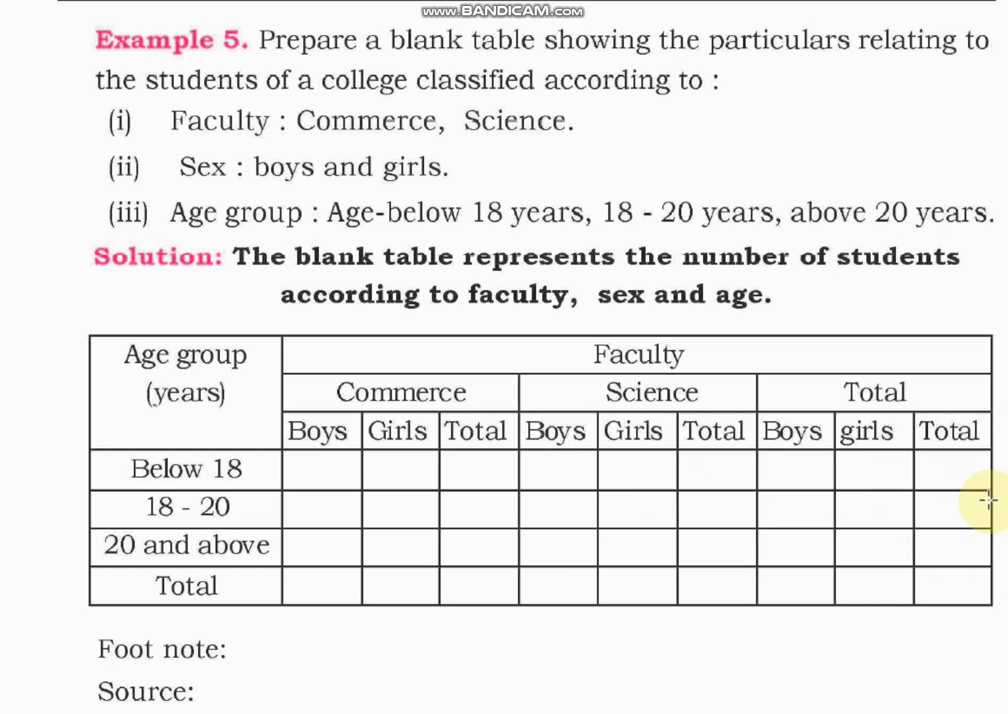So basically a manifold table is used when you want to represent more than two characteristics, that is usually three or even greater than that. Then you are using a manifold table. So these are the different types of tables: one way table, two way table, and manifold table.